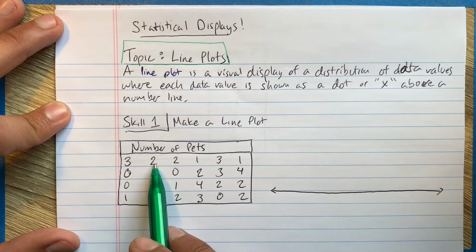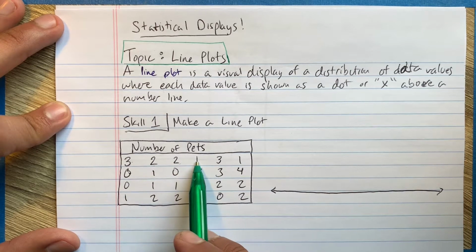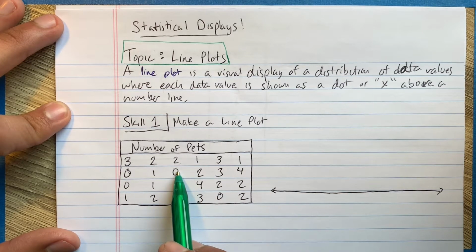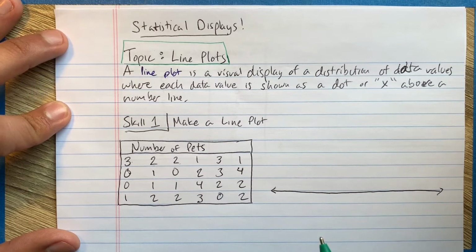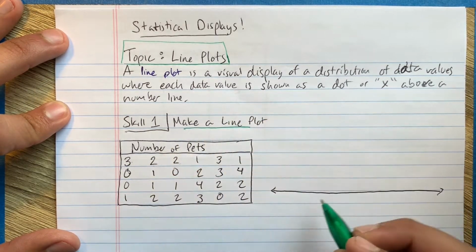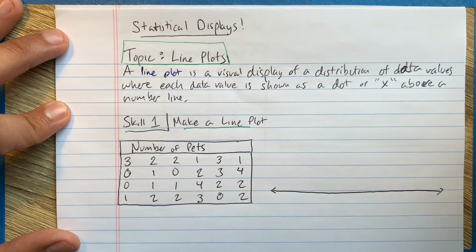Another one said they had 2 pets. This student here only has 1 pet. This student here has 0 pets. And these are all the number of pets that each student has. What we're going to do to make a line plot is first order the numbers from least to greatest.